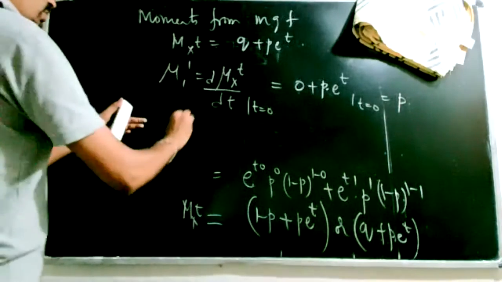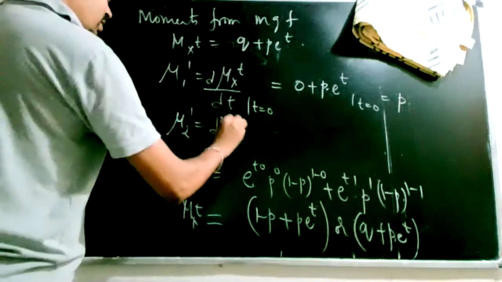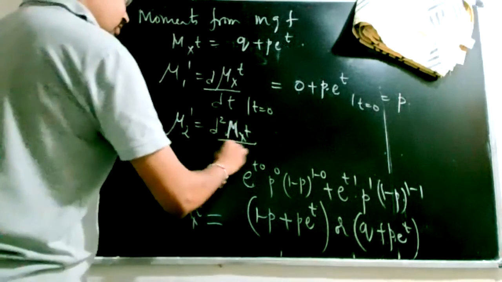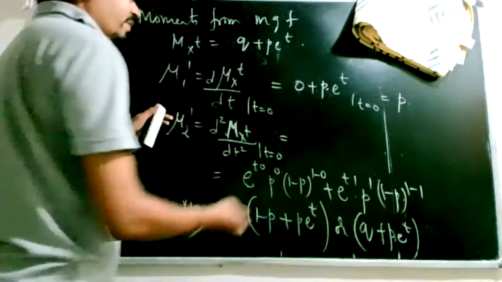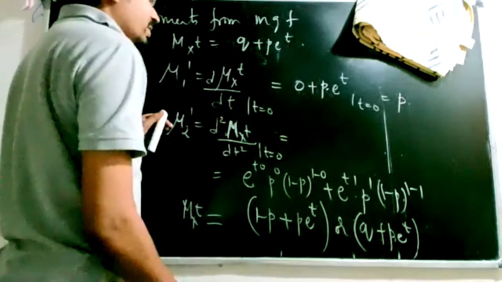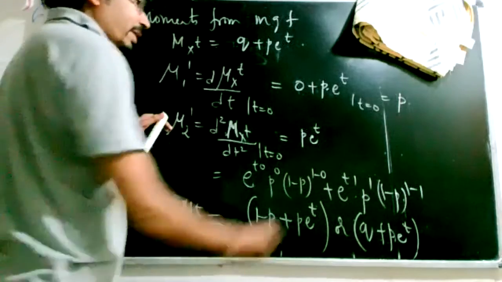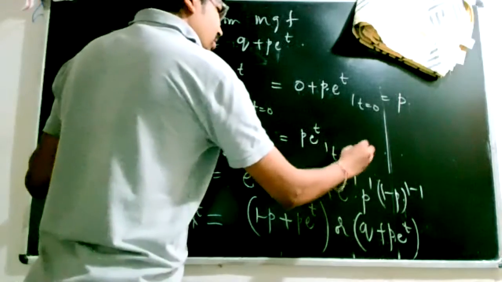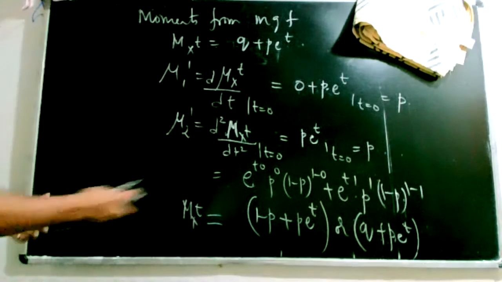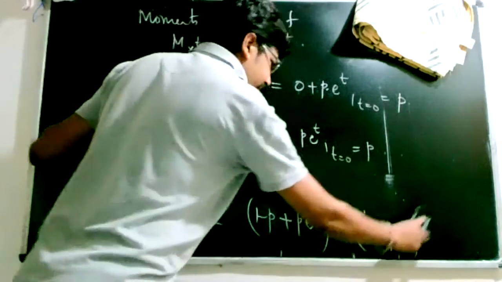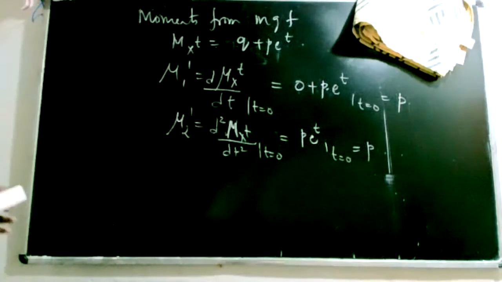Now similarly, mu2 dash is the second derivative of your MX of t at t equals 0, which is the same as the derivative of the first derivative. The first derivative is p e power t. When you differentiate p e power t with respect to t, you'll get back the same. So we observe that the rth or the kth derivative of the MGF always produces p e power t.